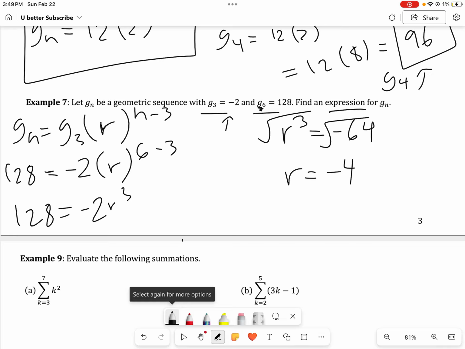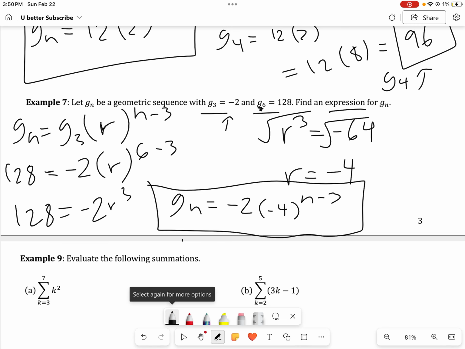So we have all the values that we need. Now we can go back and actually write the g of n expression. It's just going to be -2, we'll use g of 3, so -2, r is -4, and then n minus k, which is 3. So that is our expression. Great.